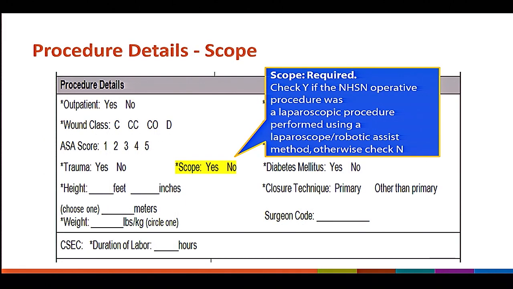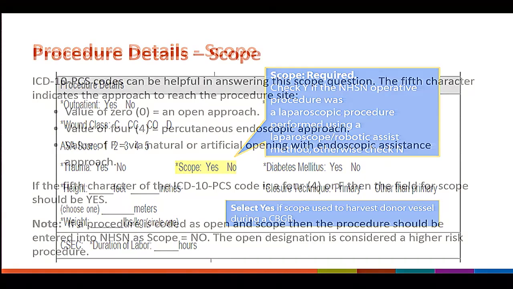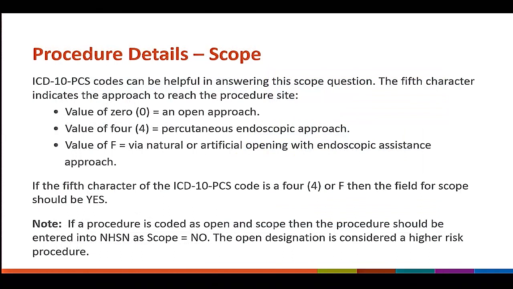So the next required field is scope, and I'm short on time, so I'm going to have to speed it up here a little bit. You're going to check yes for this if the operative procedure was a laparoscopic procedure performed using a laparoscopic or robotic assist method. Otherwise, you're going to select no. In the case of a CBGB, where you have a donor vessel from the leg, if that was done using a scope, we want you to select scope equals yes, because this lets us know that you used a scope for the vein harvesting. The ICD-10 PCS codes can be helpful in answering the scope question.